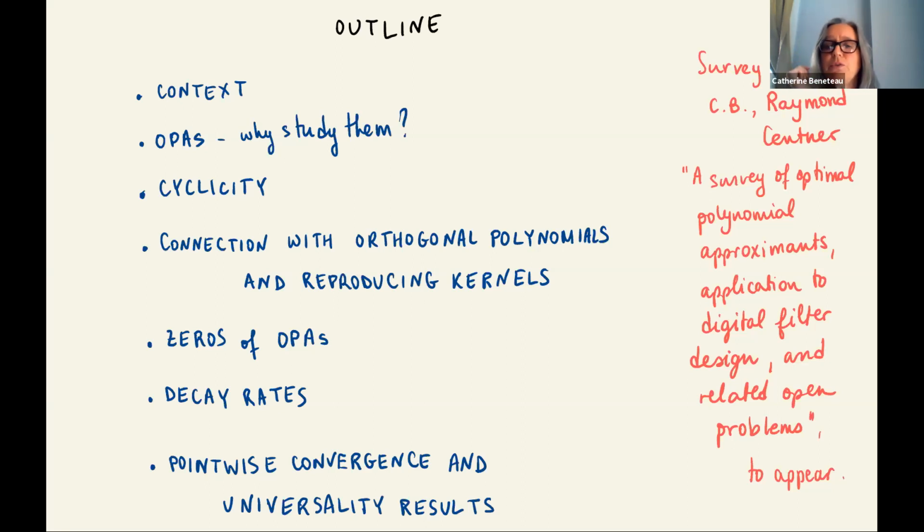I'm going to talk about some problems with their zeros. The zeros of the optimal approximants were one of the reasons that they were very interesting, in particular for some engineering applications. I'm going to talk a little bit about the decay rates related to these polynomials and some convergence and universality results. What I'm talking about here is a summary of a host of research in the last 10, 15 years. You can find a lot of references and discussion of these topics in this survey paper that my student Ray Sentner and I wrote recently. It's going to appear soon, and you can find it on the arXiv.